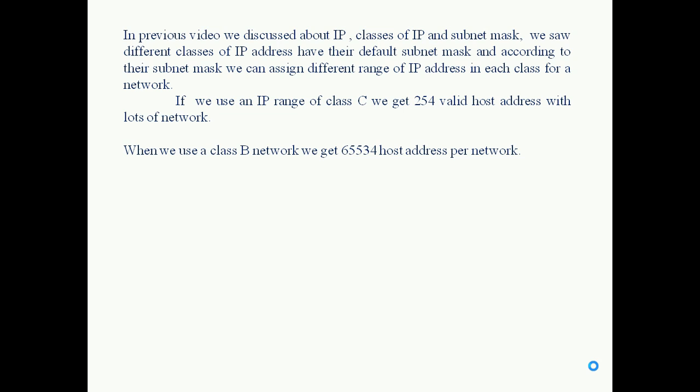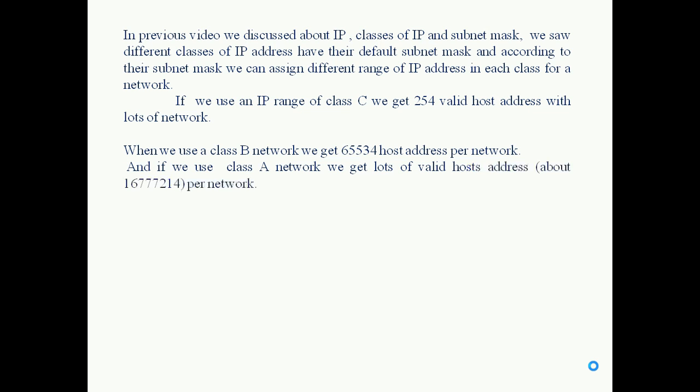If we use an IP address range of class C, we get 254 hosts. If we use an IP address of class B, we get 65,534 hosts. And if we use a class A network, we get lots of valid host addresses, about 16,777,214 hosts in a single network. It's all because of their default subnet mask.